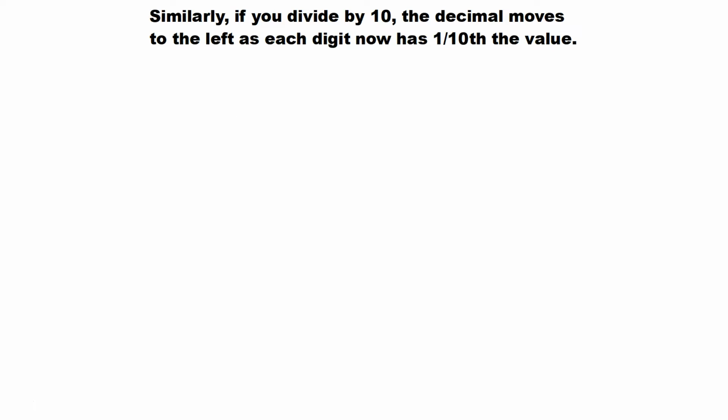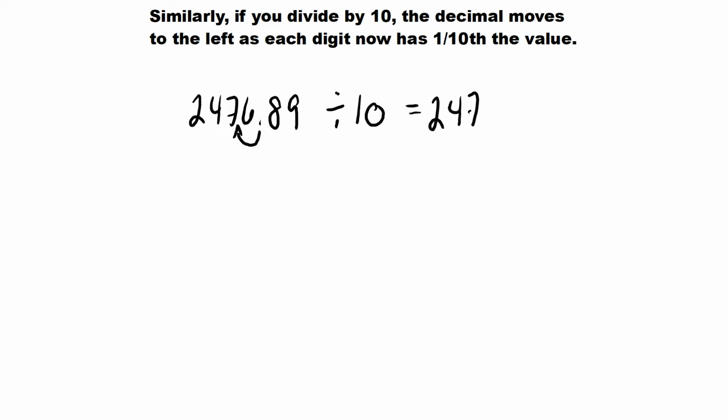Similarly, if you divide by 10, the decimal moves to the left, as each digit now has 1/10 of the value. So if we use an example here, and we divide that by 10, what we're saying then is we're going to take the decimal, and this time, instead of moving it to the right, like we were doing when we multiplied by 10, we're going to move it to the left. So 247.689.